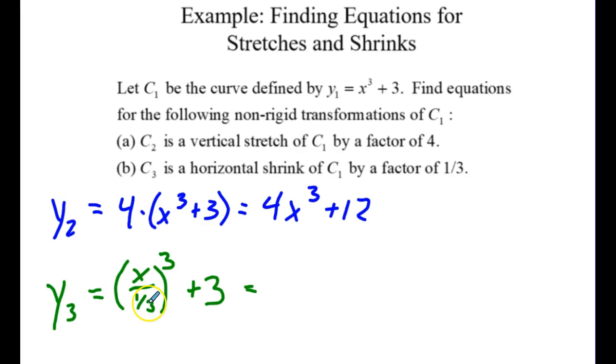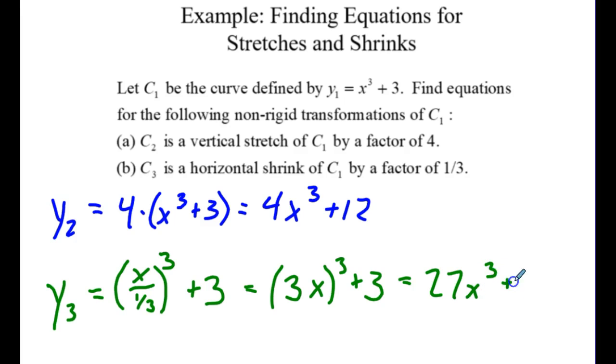If we're dividing by a fraction, that's the same as multiplying by the reciprocal. So the reciprocal of 1/3 is 3. So we can simply write this as the quantity 3x cubed plus 3, which if we distribute that out, 3 cubed is 27. So this is 27x cubed plus 3. This is the equation we get when we perform a horizontal shrink by a factor of 1/3 on the original.